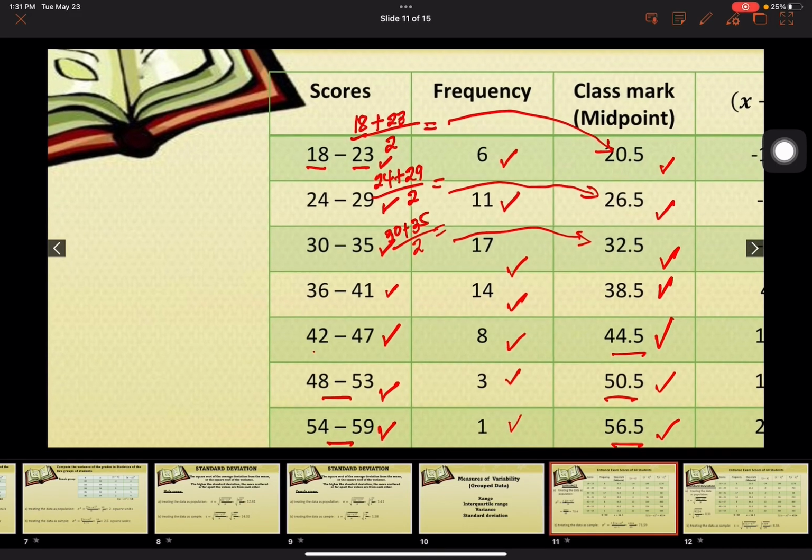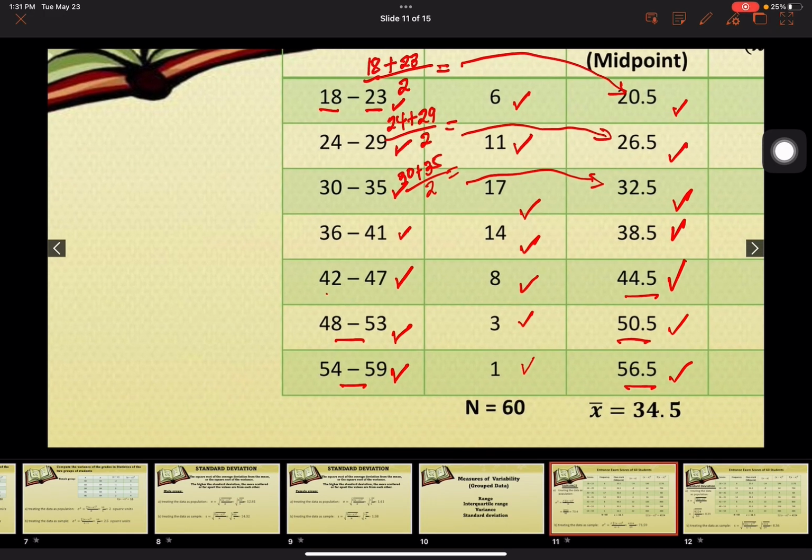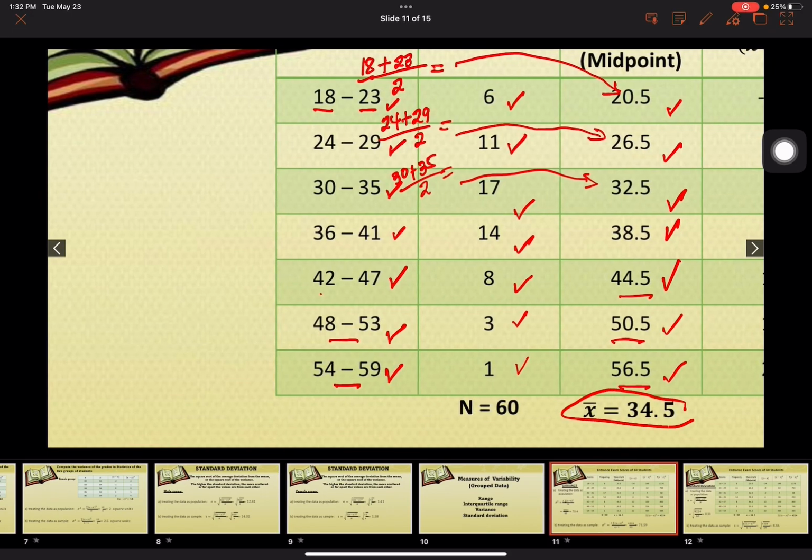Next, anong gagawin natin dyan sa class mark or sa midpoint? Dyan natin ima-minus yung mean. The mean is also given. Given yung mean. Pero paano pag hindi siya binigay? First, you have to look for the mean kung hindi siya binigay. Pero dito sa example natin, dahil binigay na siya, all you have to do is to subtract it from the class mark or the midpoint.